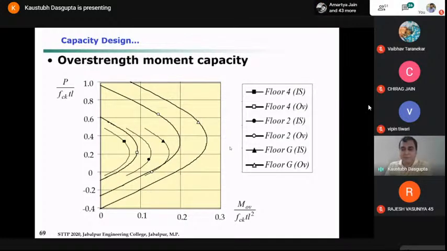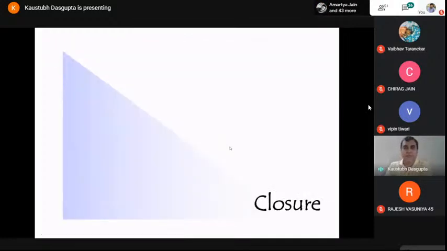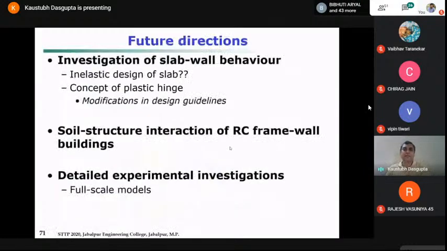So this much for the capacity design, and the normal conventional limit state method design of RC walls you will get in reference books. I have mentioned the reference books. Examples are there. They are done the same way for the columns, PM interaction curve and same way. There is no difference as such. So in closure, these are some of the future directions we should be concerned with. One is the slab wall behavior. A lot of design guidelines, and whether at all plastic hinges can be defined in such cases, right?